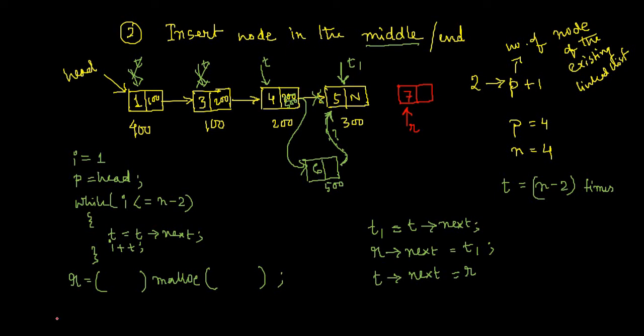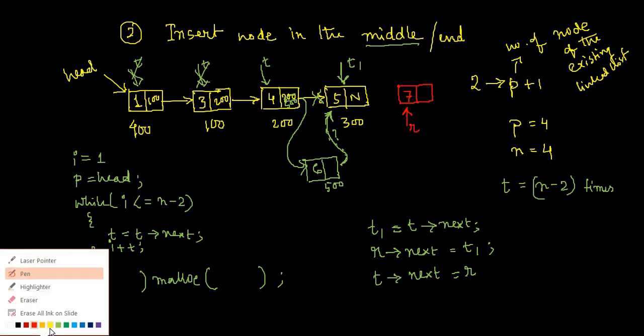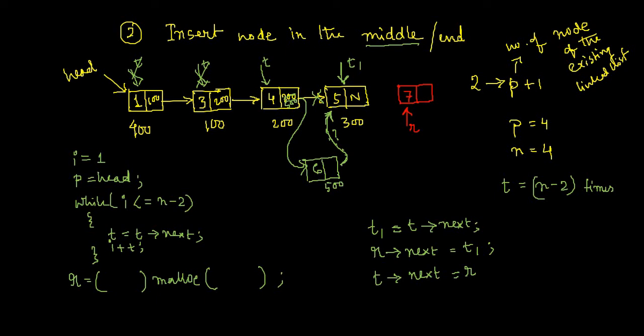And the status of the link has changed a little bit. For example, the next part of this has changed. This connection has gone, and I don't have this pointer right now, because ultimately I must have only head in my hand. So these pointers were temporary. That was not of any special use.